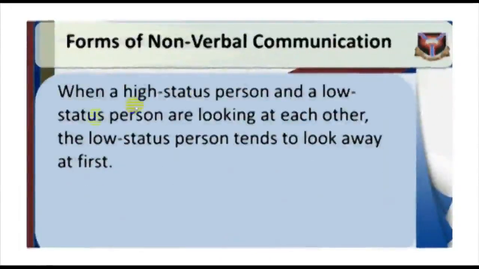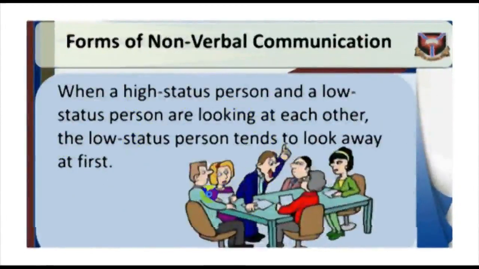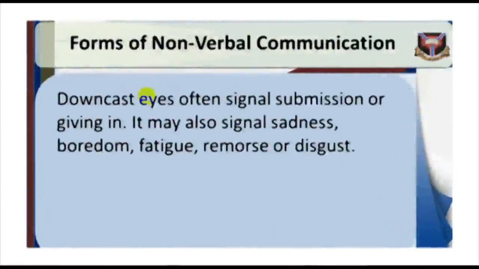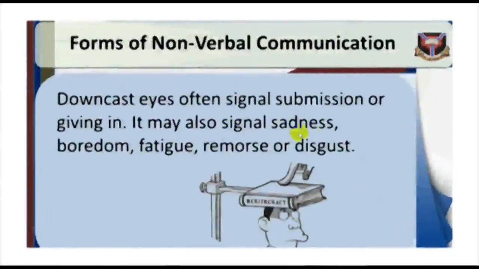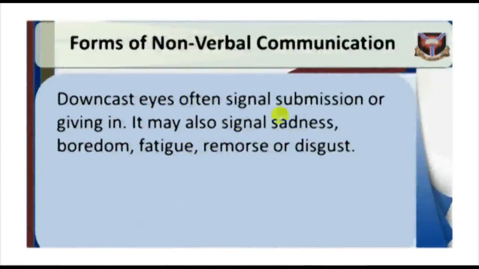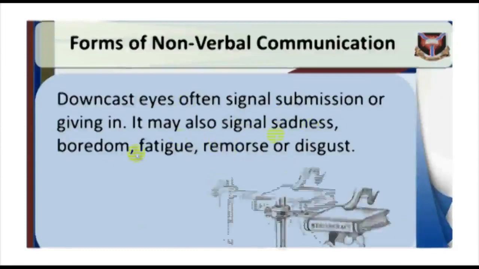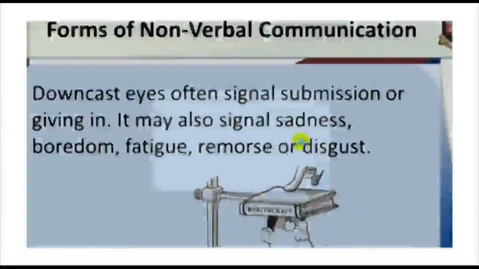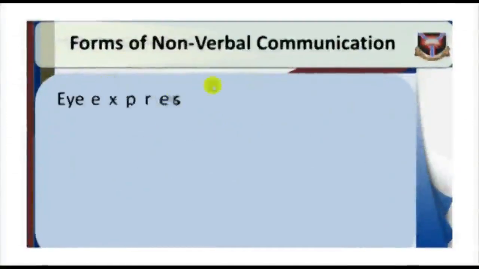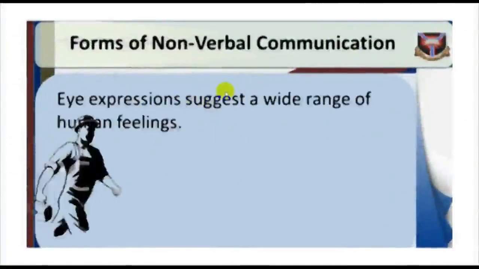For instance, when a high status person and a low status person are looking at each other, the low status person tends to look away at first. Downcast eyes often signal submission or giving in. It may also signal sadness, boredom, fatigue, remorse, or disgust. Eye expressions suggest a wide range of human feelings.